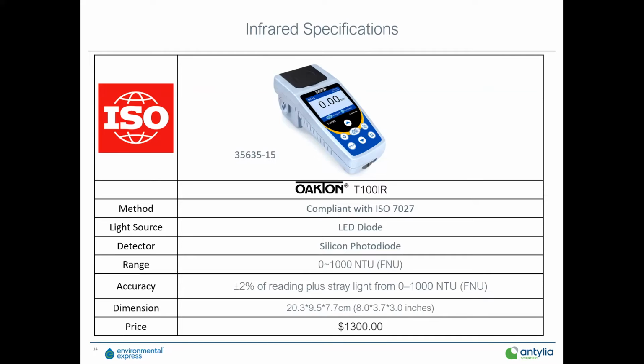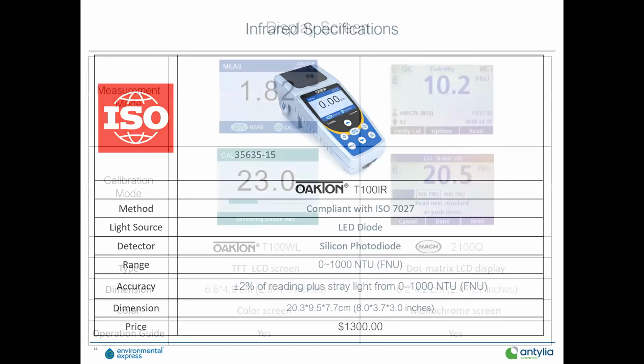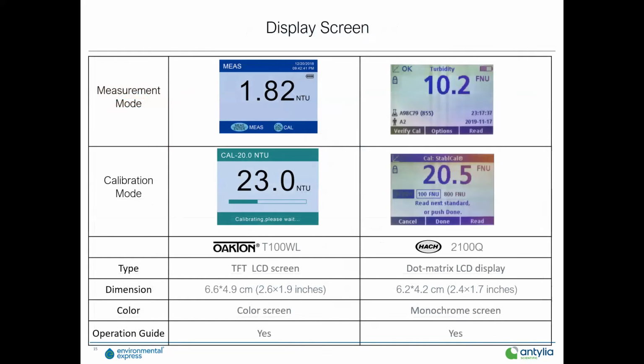Now, the difference between a white light and an infrared: infrared tends to do better with stained water and higher turbidities, whereas the white light does really well at the low end. That includes measurements at 1 NTU or below, and most potable water is 1 NTU or below. They're actually probably 0.1.